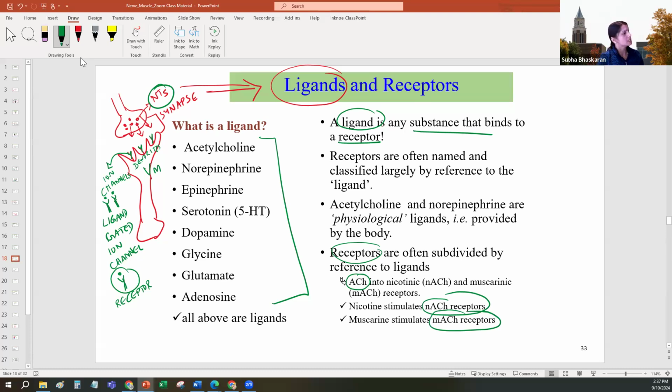The receptors can be of multiple types. It can be nicotinic or it can be muscarinic. Okay, so we will go into the depths of this later, but right now our goal is to get familiar with these terms, ligands and receptors. Got it? Okay.